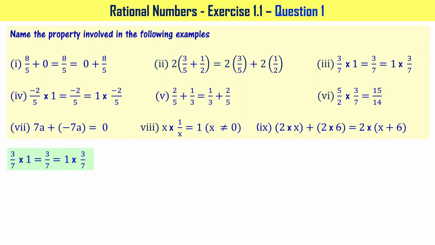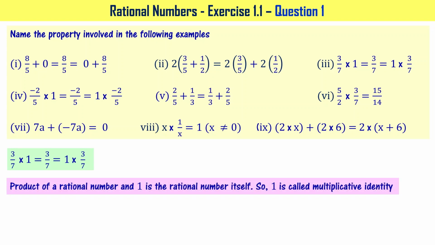Now let us consider the third example. 3 by 7 times 1 equal to 3 by 7. That is equal to 1 times 3 by 7. We know that the product of a rational number and 1 is the rational number itself. For that reason, 1 is called multiplicative identity. You see here we have multiplied 3 by 7 by 1 to get 3 by 7 only, right? Here 1 is the multiplicative identity. That's why the name of the property involved here is multiplicative identity of rational numbers, right?